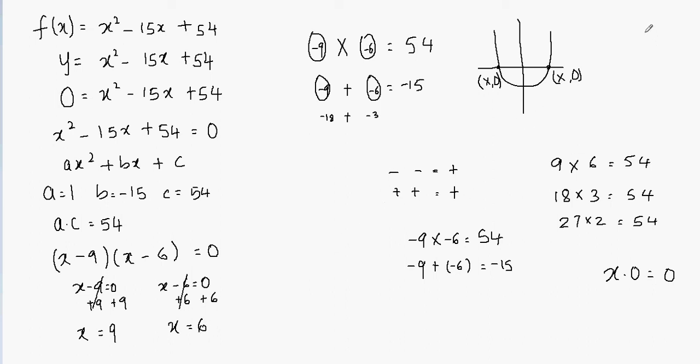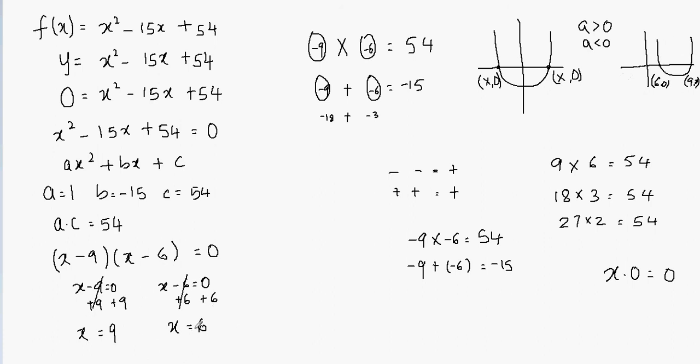Okay, let's sketch a parabola here. The roots of this function are x equals 9 and x equals 6. So here, this is 6 comma 0, and this can be assumed as 9 comma 0. The parabola opens upwards because coefficient a is greater than 0. Whenever a is greater than 0, the parabola opens upwards. When a is less than 0, the parabola opens downwards. But in this case, our a is 1, which is positive and greater than 0. That's why the parabola will open upwards.